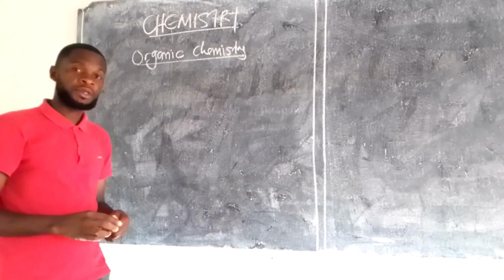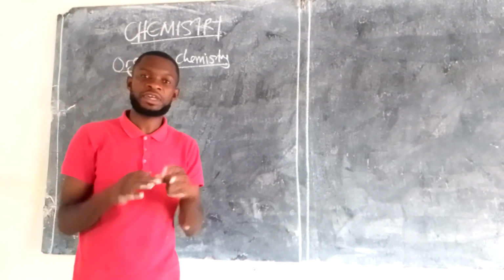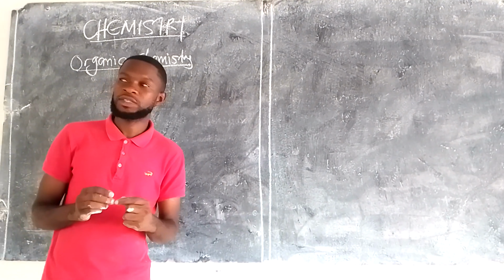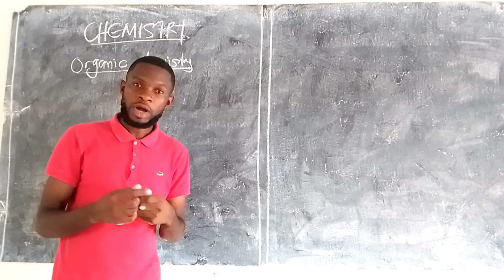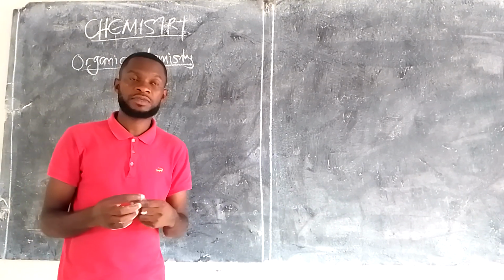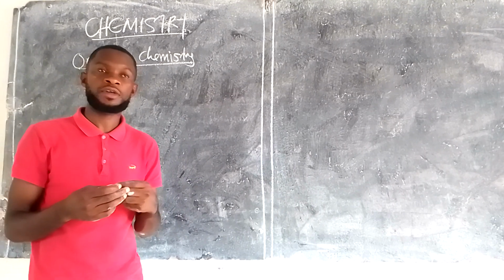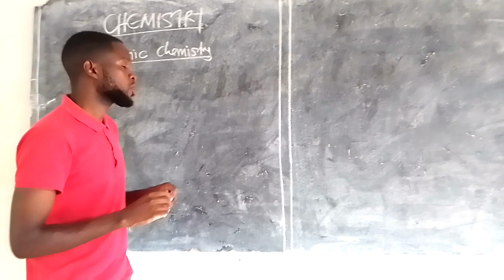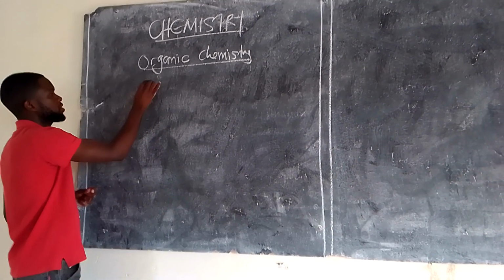Okay, so in organic chemistry, we're just going to focus on one component, which is called the isomers. Isomers of what? Alkanes. Previously we discussed the hydrocarbons, which are the alkanes, the alkynes, the alkenes, and so forth. So in today's lesson, we're just going to focus on the isomers of alkanes.